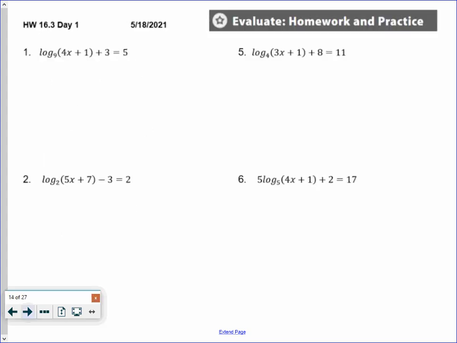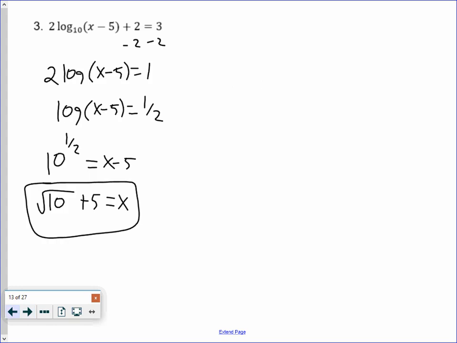And I think that's it for the notes, guys. Yeah, it is. It's not too much different than what we've done in the previous modules. We're just changing from log to an exponential and then solving for x.